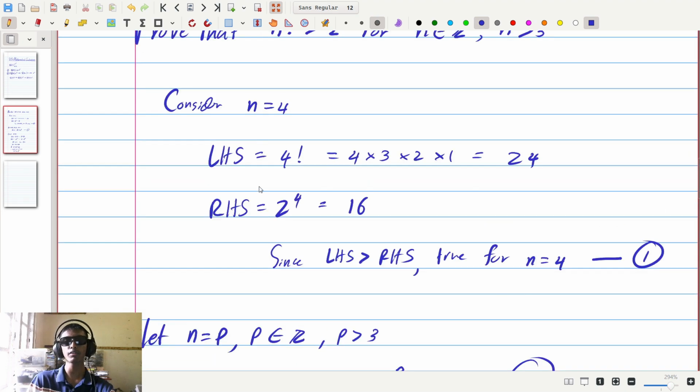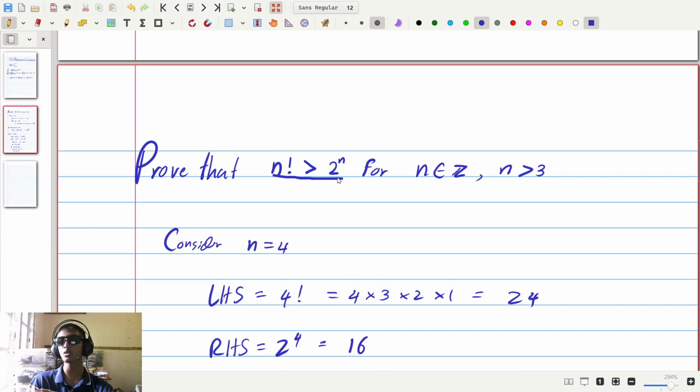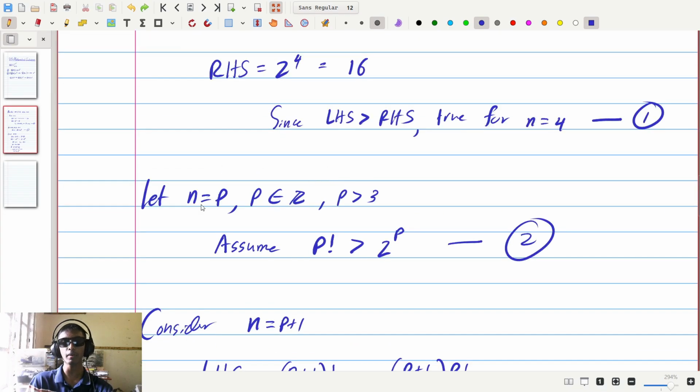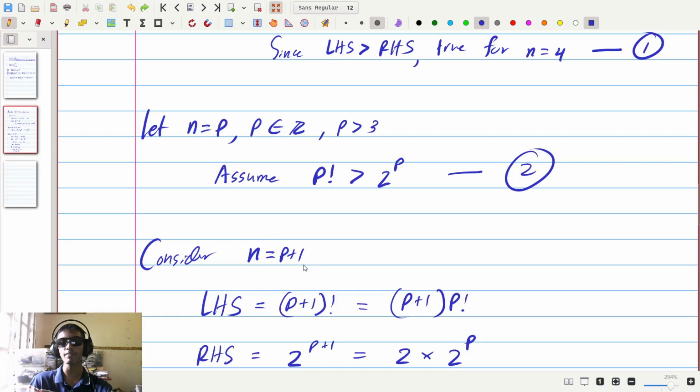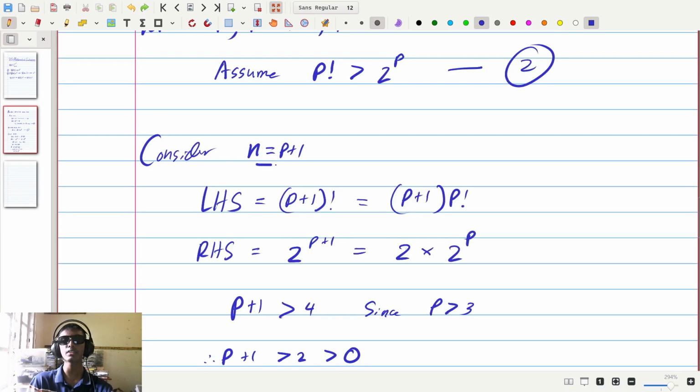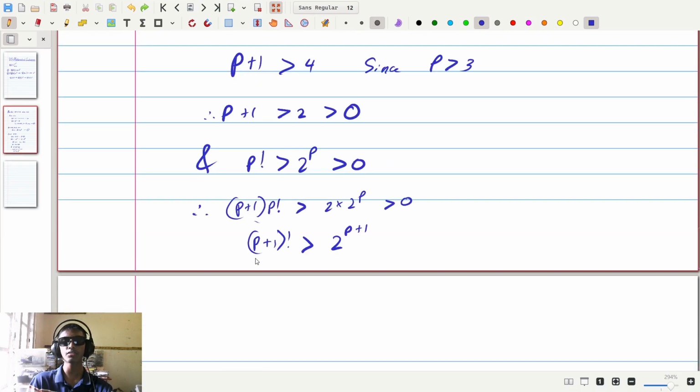We wanted to have the form n factorial greater than 2 to the power of n for the next number after p, which is p plus 1. And we've done exactly that. Here we can see when n is equal to p plus 1, this statement that we've shown here is exactly n factorial being greater than 2 to the power of n, where n is p plus 1. So therefore, we have proven it true for n equals p plus 1. So we can write here, therefore, true for n equals p plus 1.